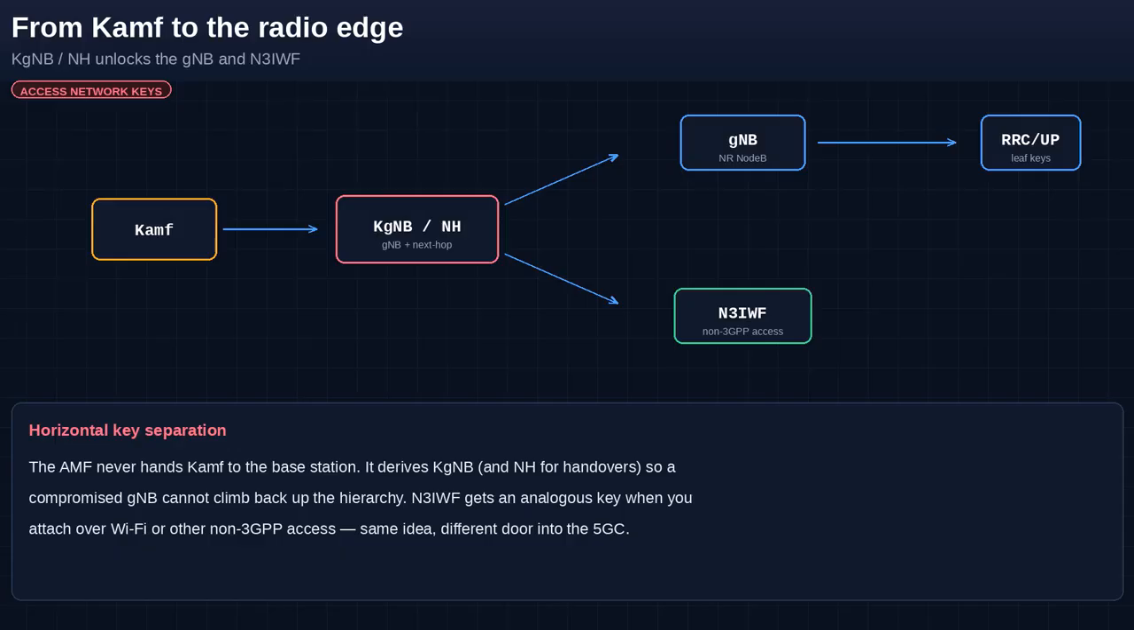Horizontal separation is the design win. Compromise a gNB and you may threaten that cell's radio keys. You do not automatically climb into KAMF, KSEAF, KAUSF, or K. Each arrow on the diagram is also a firewall.